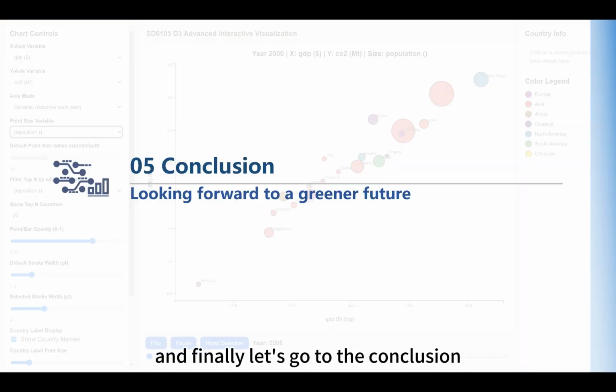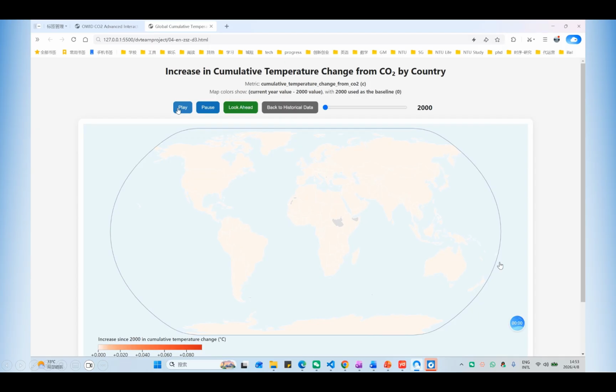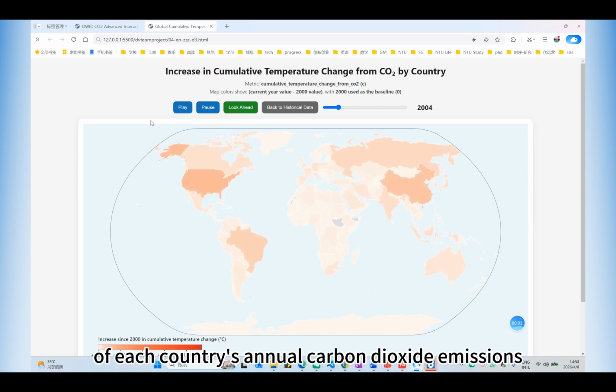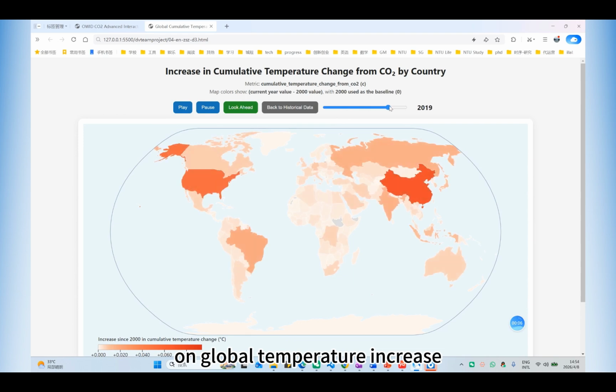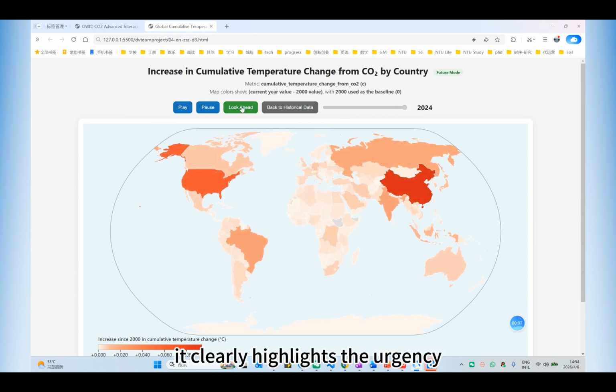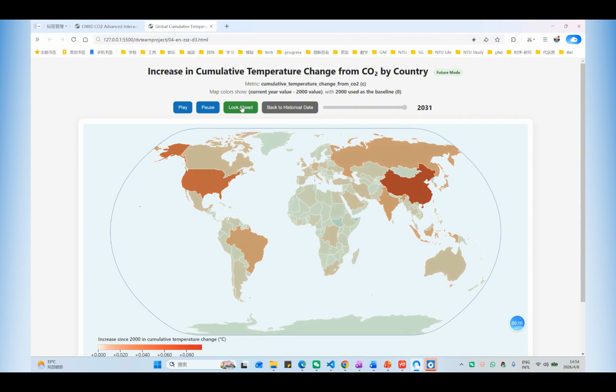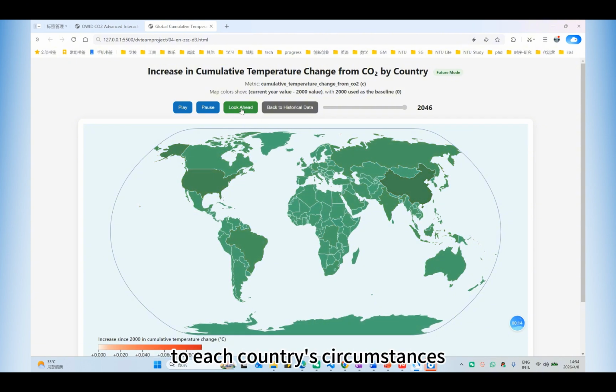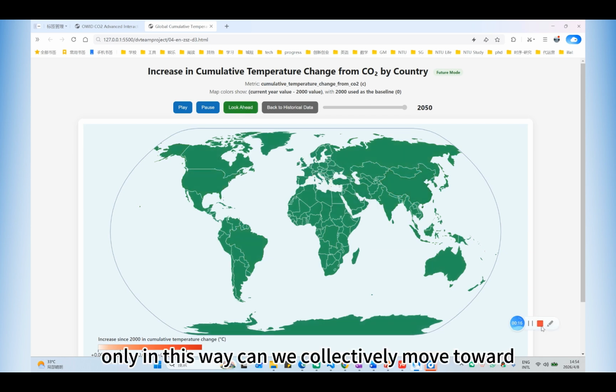And finally, let's go to the conclusion. This visualization shows the impact of each country's annual carbon dioxide emissions on global temperature increase. It clearly highlights the urgency of reducing carbon emissions. We recommend that global organizations design tailored policy for each country's circumstances. Only in this way can we collectively move toward a greener and more sustainable future.